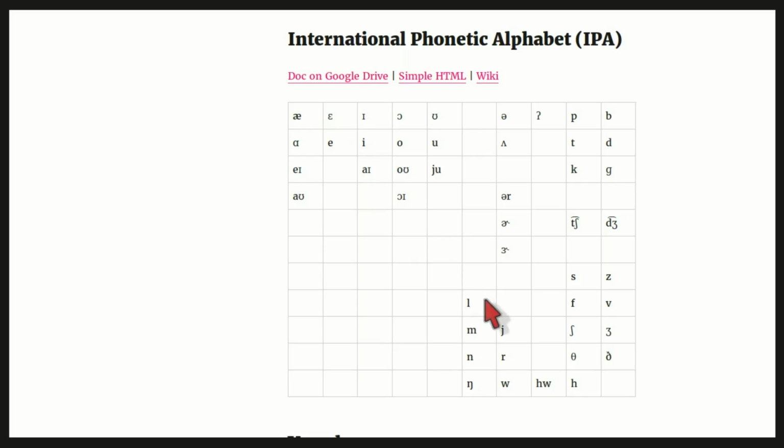La la la la la la la la. Ra ra ra. Woo woo woo woo woo.